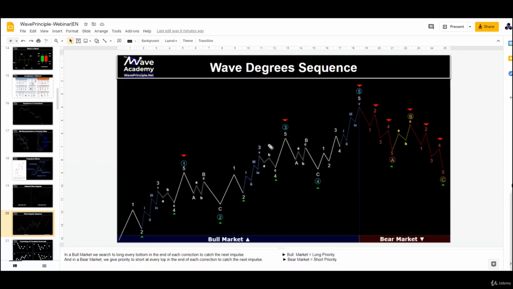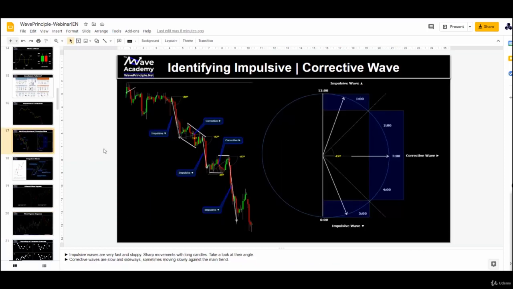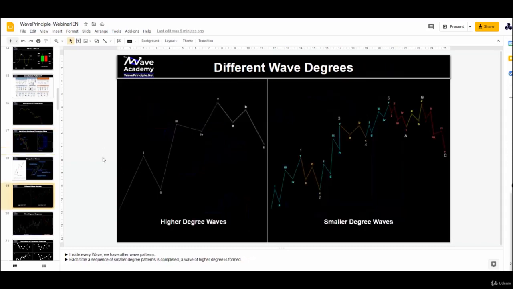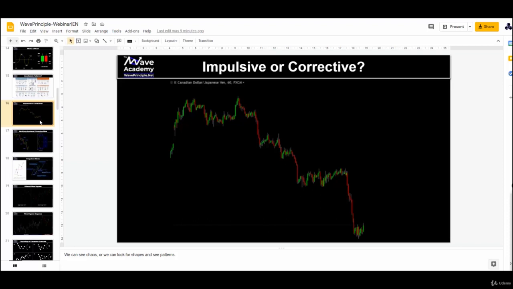I only wanted to explain the difference between a corrective and impulsive movement and where they happen inside a market. Please be alert that the angle can help you see if the price is moving sideways or actually going up or down. When you're inside a cycle, you can see many patterns inside another one. For example, the B of a zigzag can be a triangle. Something like this: A, B, and C. And you have a triangle here. And then it goes up. And that's basically all I wanted to say in this video.